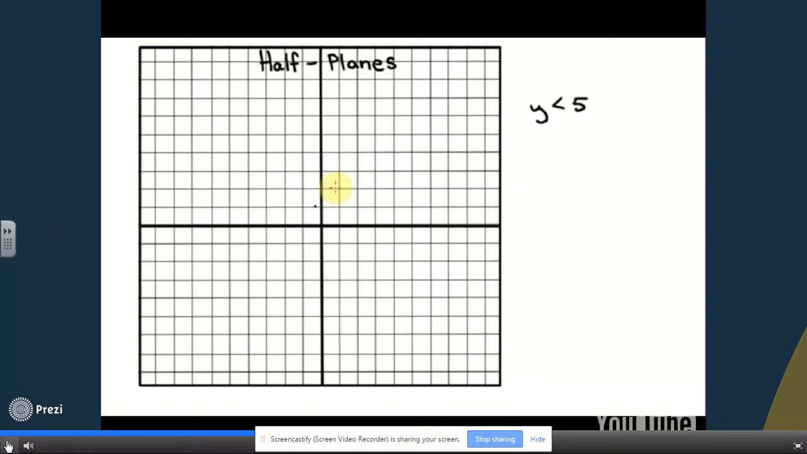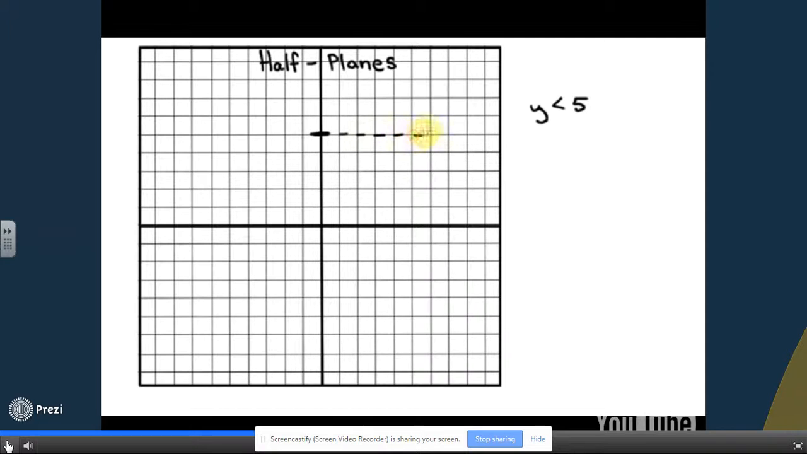Well, this whole grid is a plane, so we're basically going to cut it in half. So what I'm going to do is on the y-axis, I'm going to go up to 5. So 1, 2, 3, 4, 5. So I'm just going to mark that right here. See how the line that's marking it is moving left and right? That's basically saying I'm looking at a horizontal line through a y value of 5. Now this line is not going to be a solid line because we only have less than. So this is going to be a dotted line.